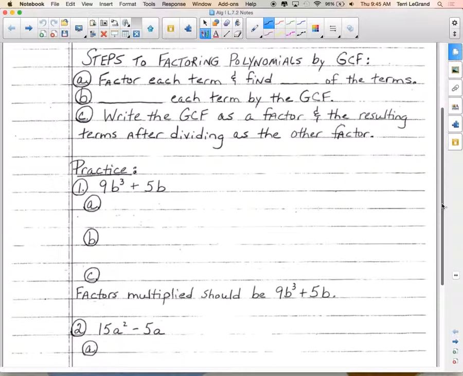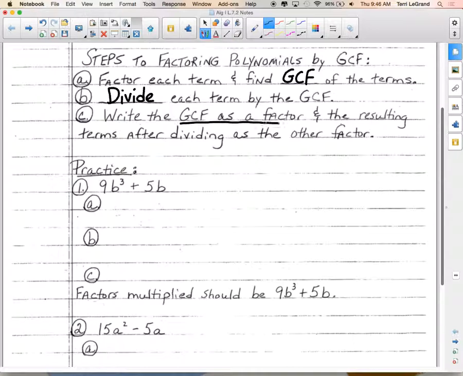So steps to factoring polynomials by the GCF. We're going to factor each term and find the GCF of those terms. So they're working together because they're all part of a polynomial. So we're going to find the GCF of all the terms of that polynomial. Then we're going to divide each of those terms by that GCF. We're going to divide out that GCF because that GCF becomes a factor. So the GCF is a factor.